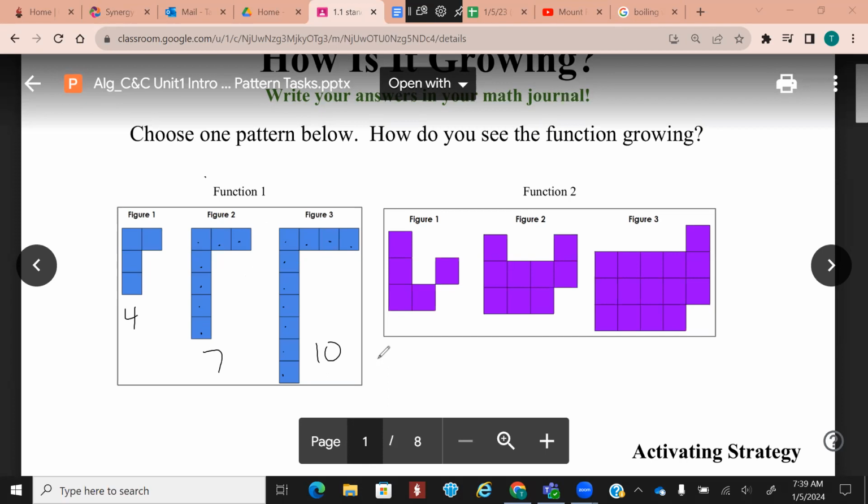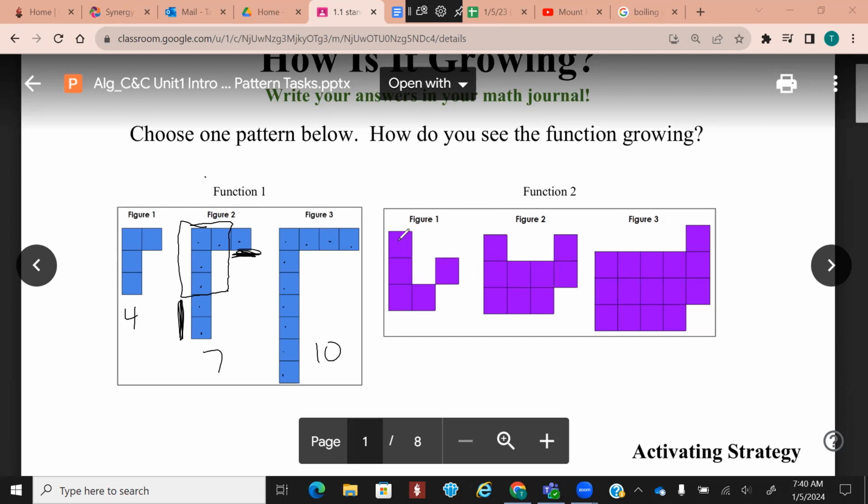How much are we going up by each time? 3. Do we see where that's happening? So look at it this way. This is the original shape. 1, 2, 3. So what's happening? We're adding 1 on this side and then adding 2 over here. Do we see it? Okay, look at the next shape.